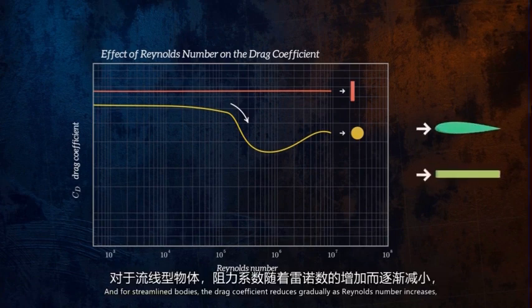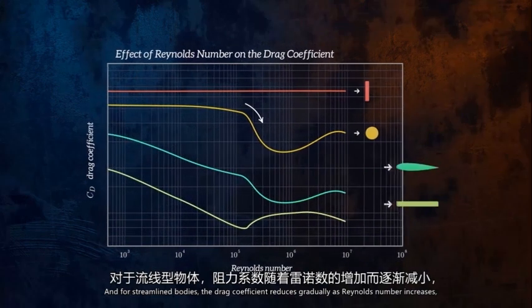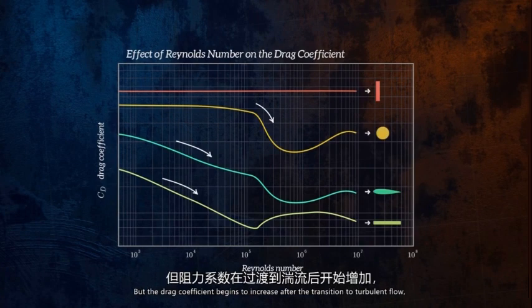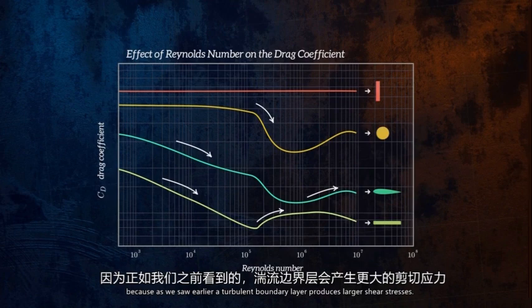And for streamlined bodies, the drag coefficient reduces gradually as Reynolds number increases, since viscous forces are less significant at higher Reynolds numbers. But the drag coefficient begins to increase after the transition to turbulent flow, because, as we saw earlier, a turbulent boundary layer produces larger shear stresses.